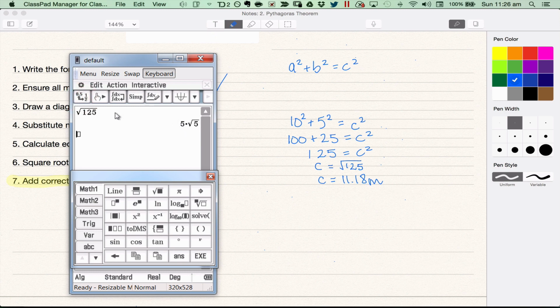The other thing you can do is just click down here. If you want all your answers, and you will for this, want all your answers in decimal mode, so just click on standard and it will show up decimal. You can type in your square root of 125, press EXE, and it will go straight to the decimal version.